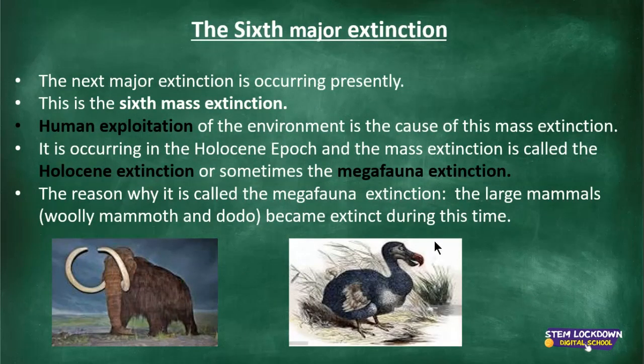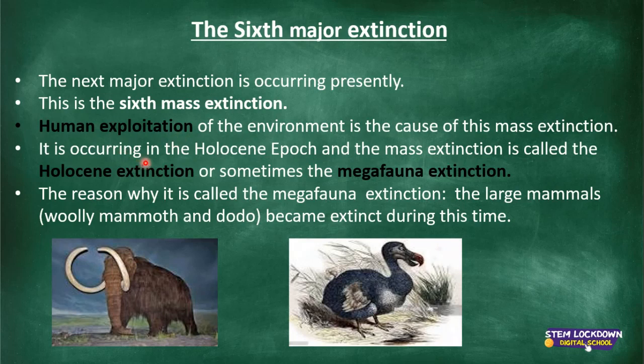So this extinction is due to human exploitation of the environment. Remember I told you guys that we are the cause of some of the extinctions. This sixth mass extinction, from the two types of extinctions that we have, the natural and the man-made, falls under the man-made extinction because humans play a huge role in it and it is occurring presently.